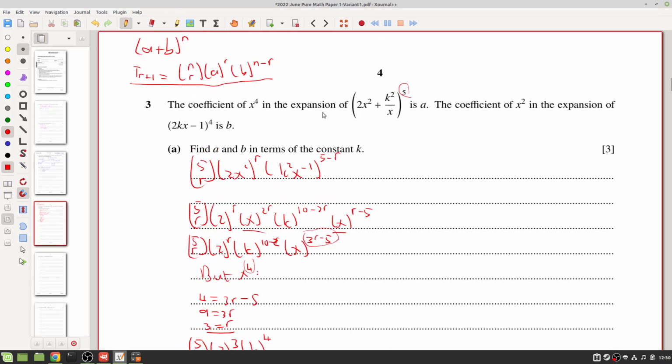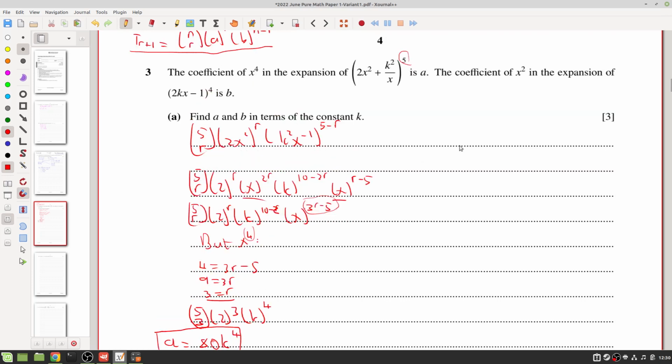Alright, now we can do the same for B. So again, we have the r plus 1th term. So we're going to say that's, and our n in this case is 4. So we've got 4 choose r. First term, which is 2kx to the power r. And then the second term, which is negative 1 to the power n minus r.